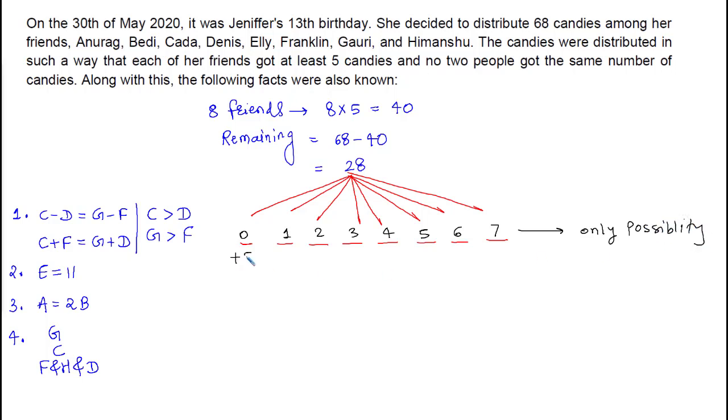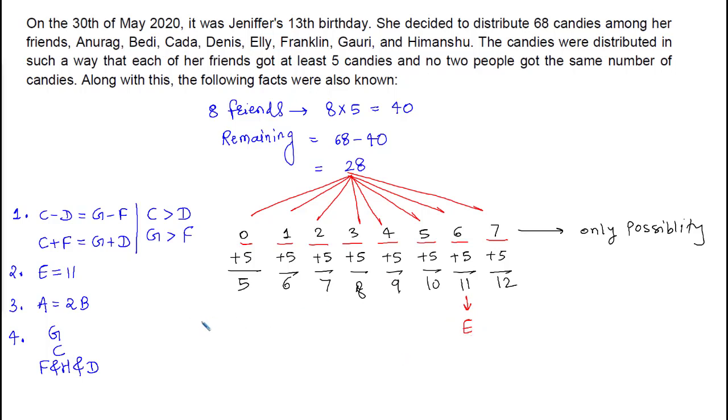So after adding 5 to each, it becomes how much? Let's have a look at it. It becomes 5, 6, 7, 8, 9, 10, 11 and 12. Now over here we know that E received how many candies? E received 11 candies.